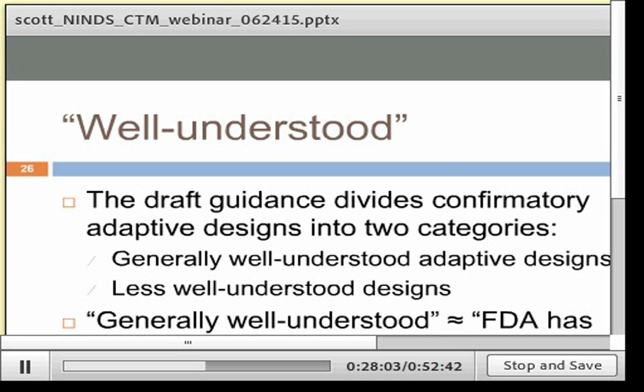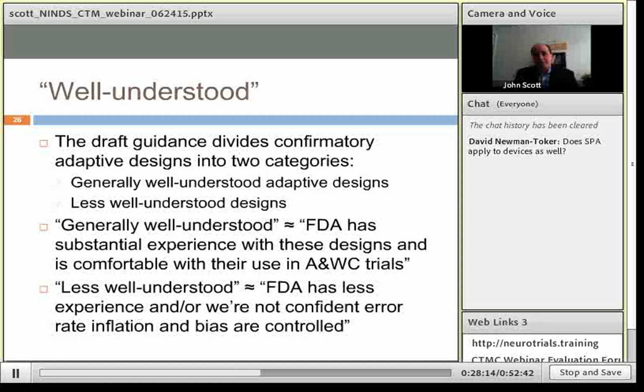The draft guidance divides trials into two basic categories. It calls trials either generally well understood adaptive designs or less well understood designs. And I don't care for this language very much. A lot of people don't like it very much. Just on the surface level, I don't think the guidance really should be making statements about the cognitive status of the reviewers of the design. Some people might understand a design very well, and some might understand even a conventional design not so well.